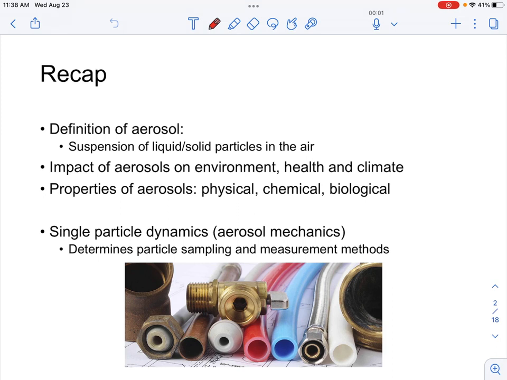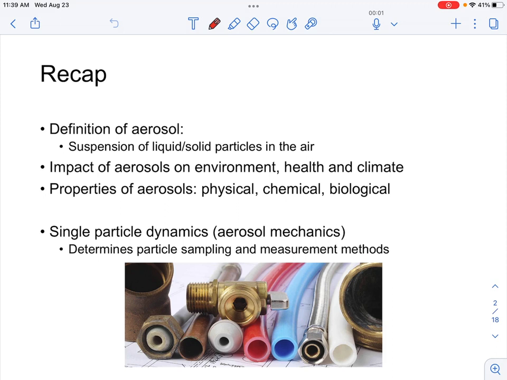back to the universe. We further discussed that these impacts are actually a result of the properties of the aerosols, and these properties can be categorized into physical, chemical, and biological properties. We need to use different instruments and design different sampling systems to characterize these different types of properties. Before we introduce these more detailed instruments to do these sophisticated measurements, or sometimes they can be pretty simple, we have to first understand how the aerosols are being transported. Okay, so this is related to single particle dynamics.